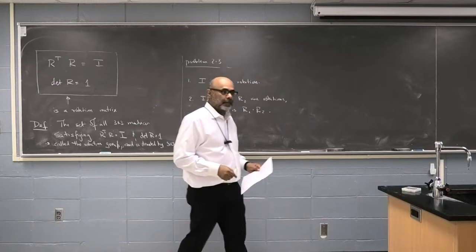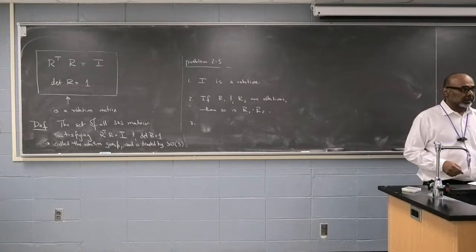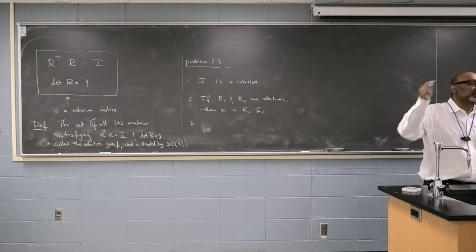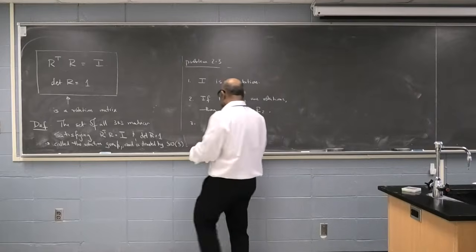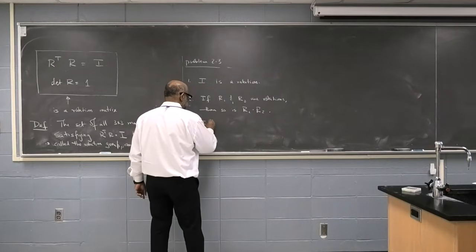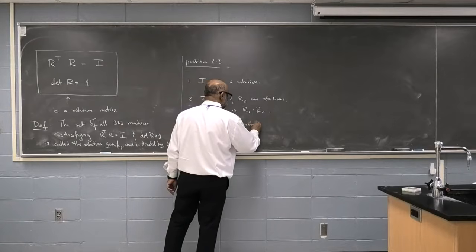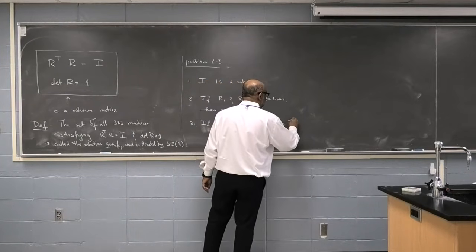So it just has to be recursive and R has to refer to itself. Correct. If you take two elements of SO3 and you multiply them, you get another element in SO3. And then the last one: if R is a rotation, so is R inverse.